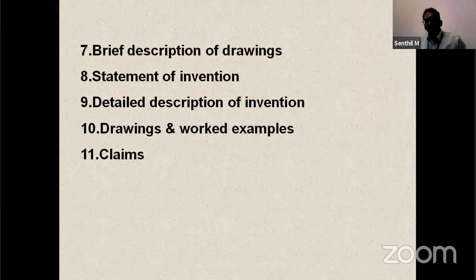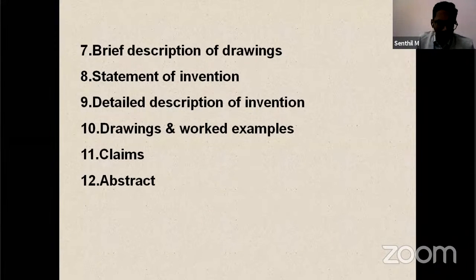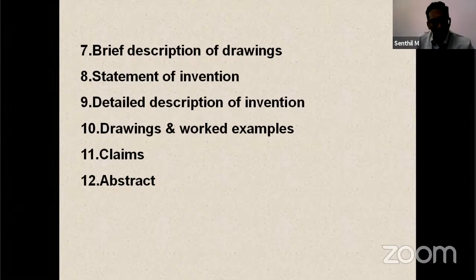But the other documents are very, very important. To come with the heart, we should have the kidney, liver and everything. So then only we can tell what the heart is going to do. Then the abstract, it's just a brief summary of your patent.